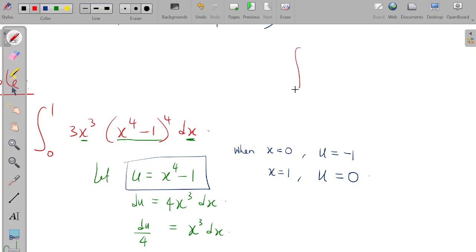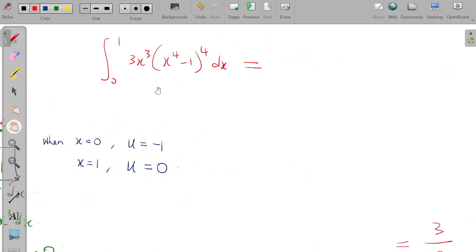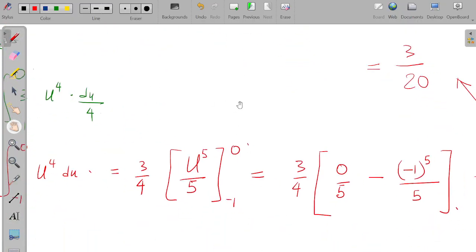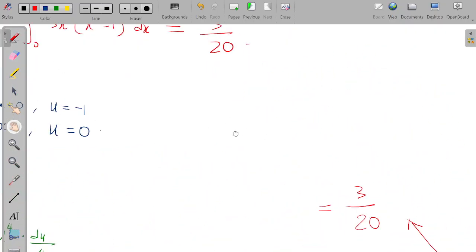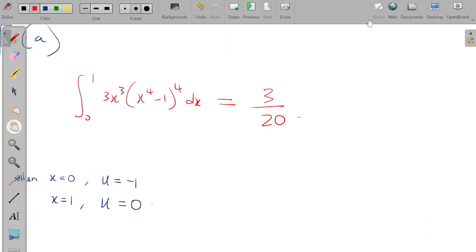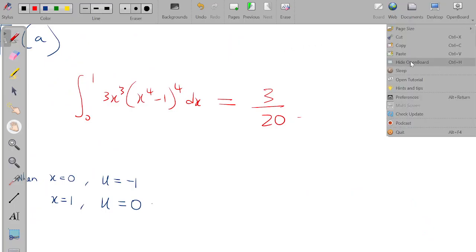So the integral from 0 to 1 of 3x^3 (x^4 minus 1)^4 dx is simply equal to 3 over 20. Okay, please take note of that. All right, make sure you understand.